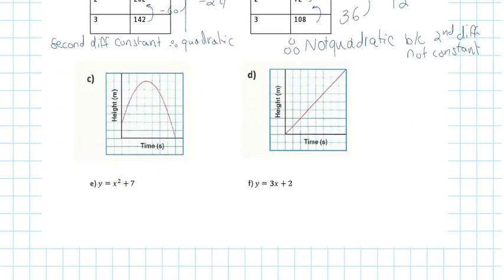Looking at the graphs, can you tell me? E is quadratic. Well, we're looking at the graph. C is quadratic, sorry, and D is not quadratic, right? Okay, so this is quadratic because it has a parabola shape. And this is not quadratic, it's linear.